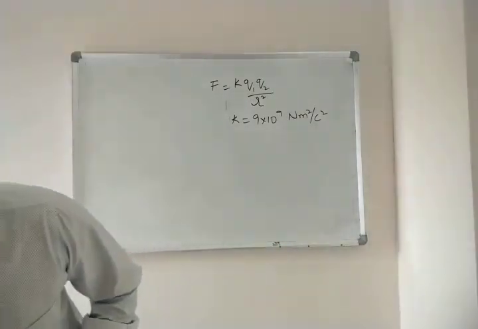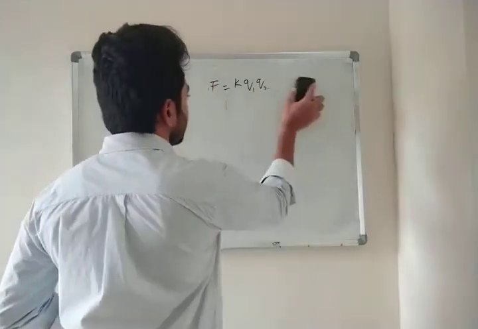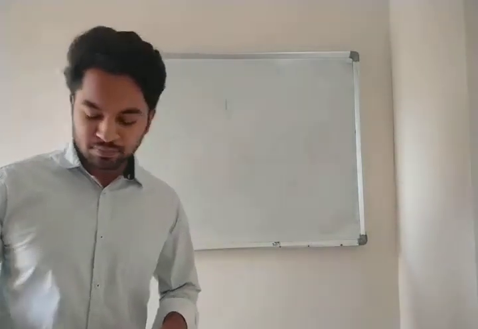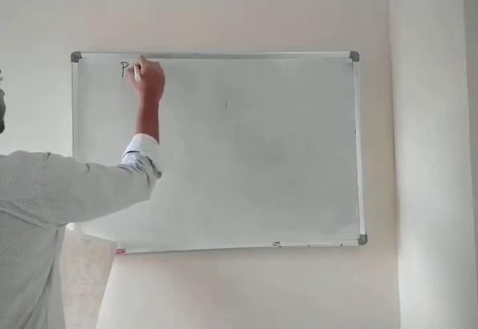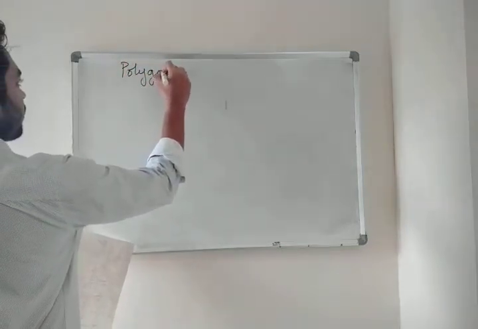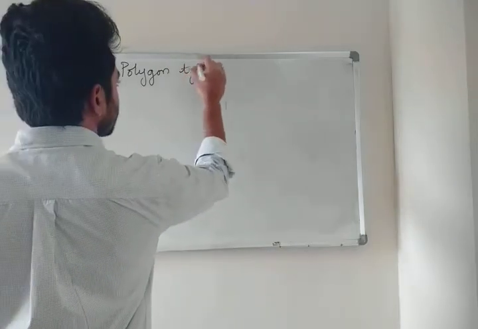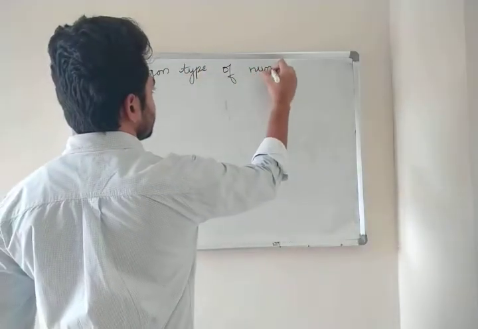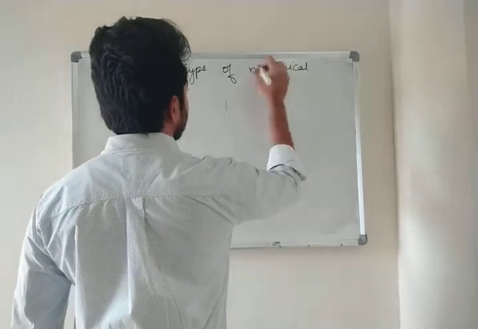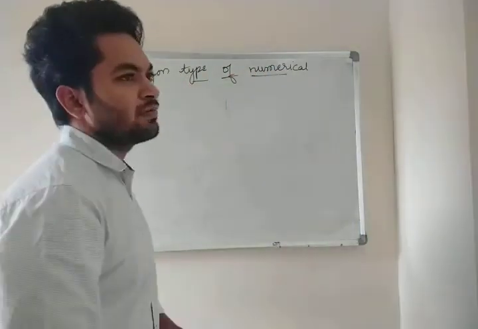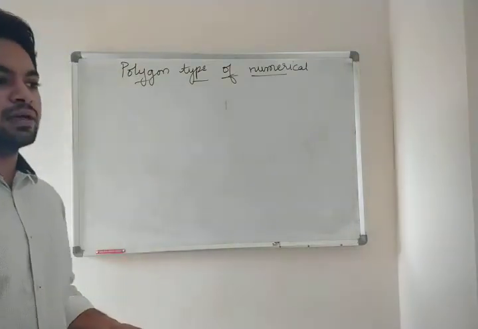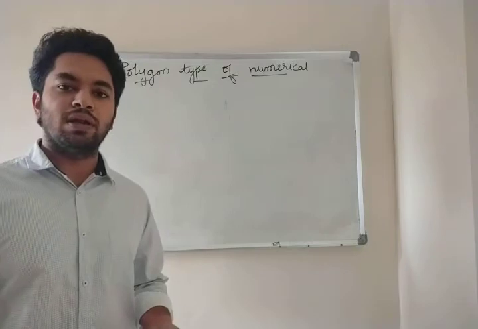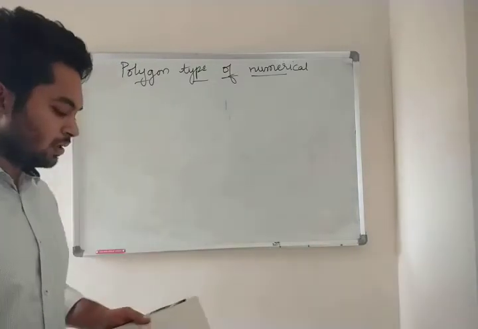So let us see what the first type is. The first type is the polygon type of numerical. Now what does polygon mean? A polygon is a shape which has n sides. So you can take a triangle or a rectangle or a square or any quadrilateral. So that is a polygon.